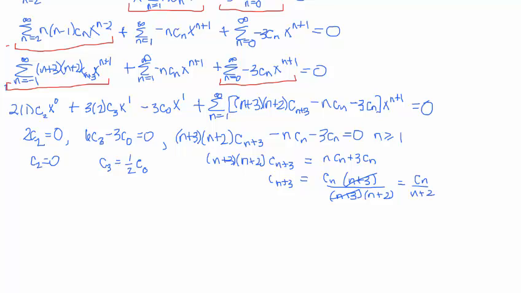And that recurrence relation is for n greater than or equal to 1, from the fact that it came from that series that started at n equals 1 to infinity. That one looks like a check mark that I wrote there. Let me fix that. Okay.